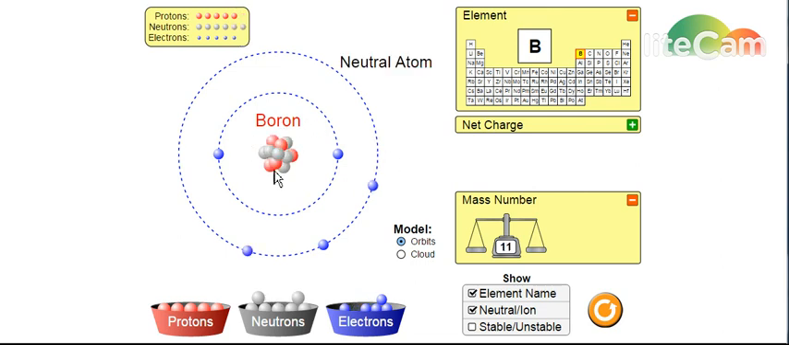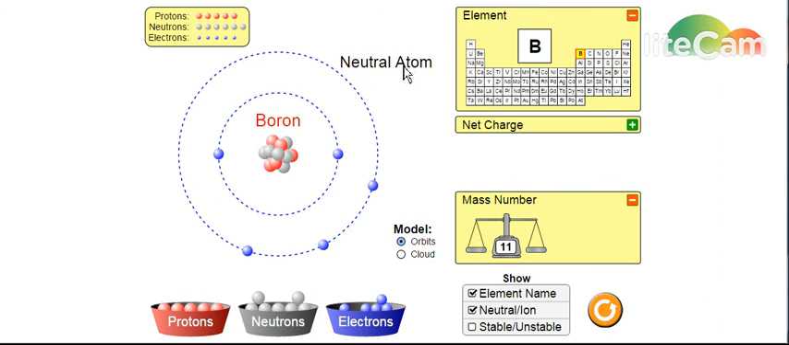Welcome back. If you did it right, your atom should look like this. 5 protons, 6 neutrons, and 5 electrons. That will make it boron with a mass of 11, and because the protons and electrons match, it is a neutral atom.